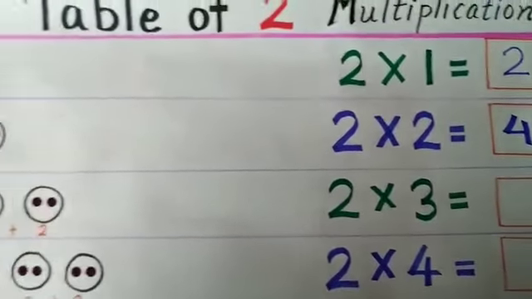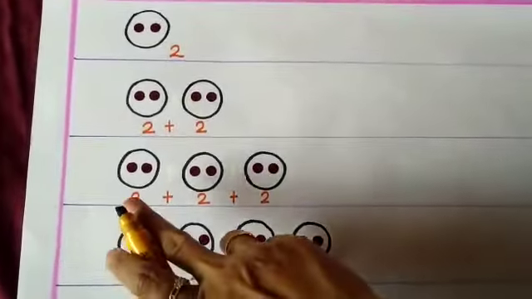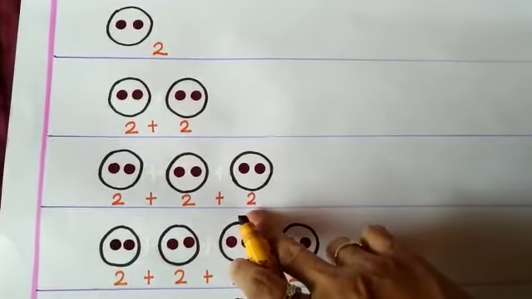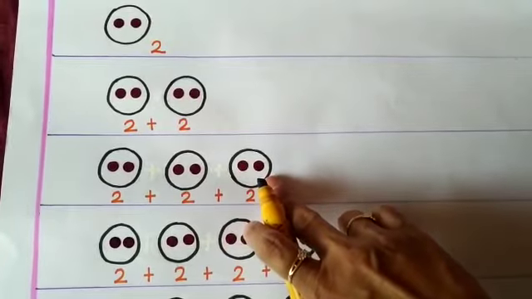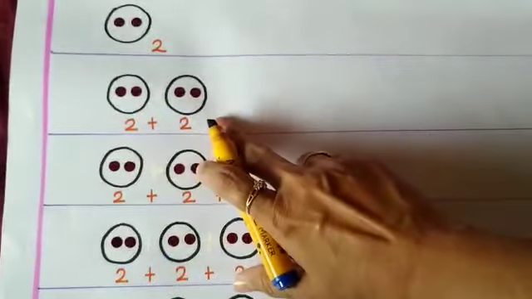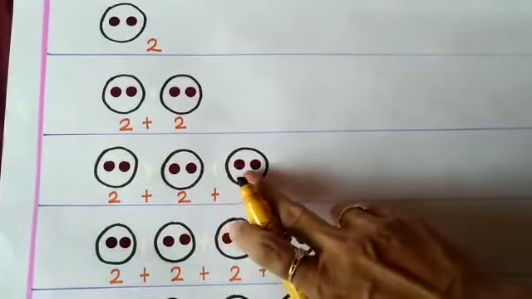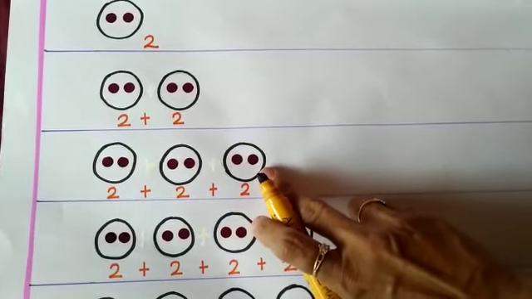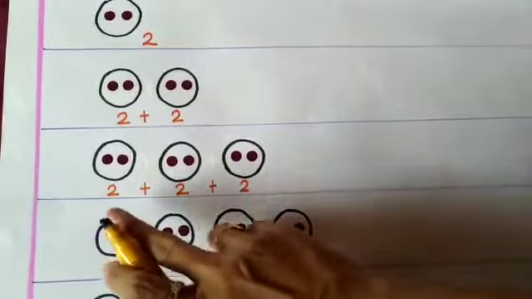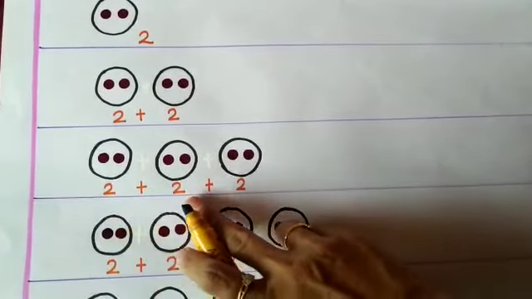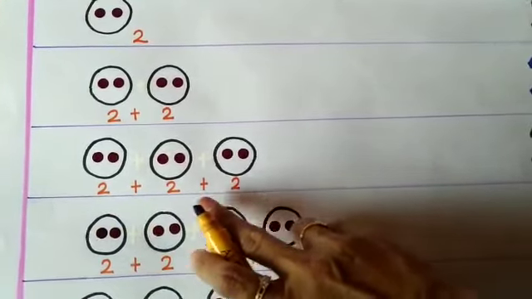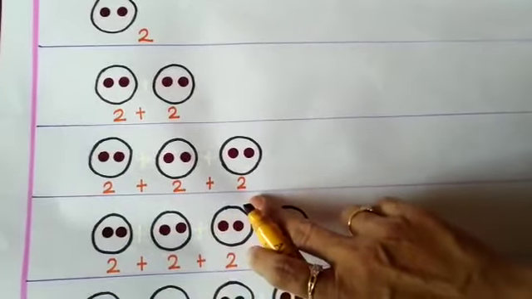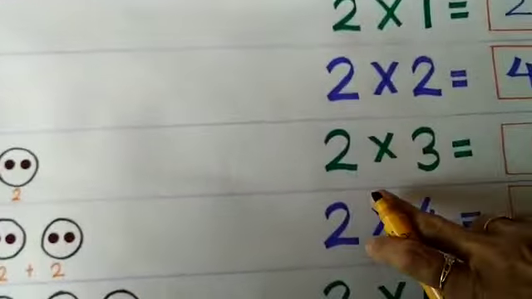Now let's see next. Now here are 3 circles. One more circle is added and in each circle there are 2 bindis. Here there were 4. Now after this 4, again 5 and 6. So together how many bindis are there now? 6. And here it is written 2 plus 2 plus 2. So this is repeated addition, and this repeated addition we write in a multiplication form.